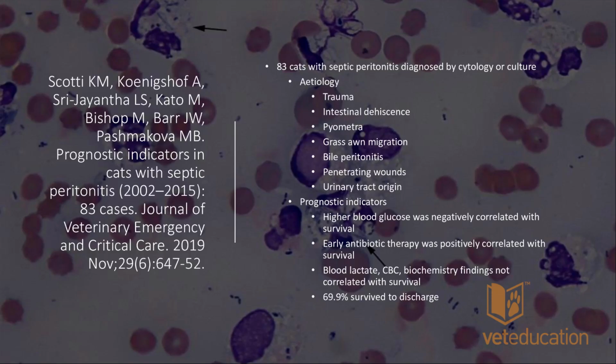Even patients with elevated blood lactate concentrations had an equal chance of survival as those that had low or normal blood lactate concentrations. Survival of this group of patients was nearly 70% survival to discharge. Okay, so septic peritonitis in cats is potentially a condition that has much better survival than it does in dogs.